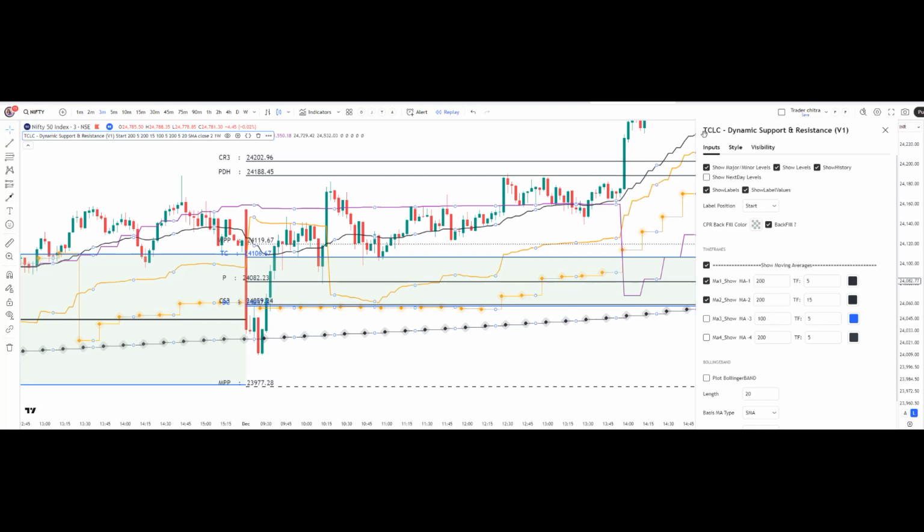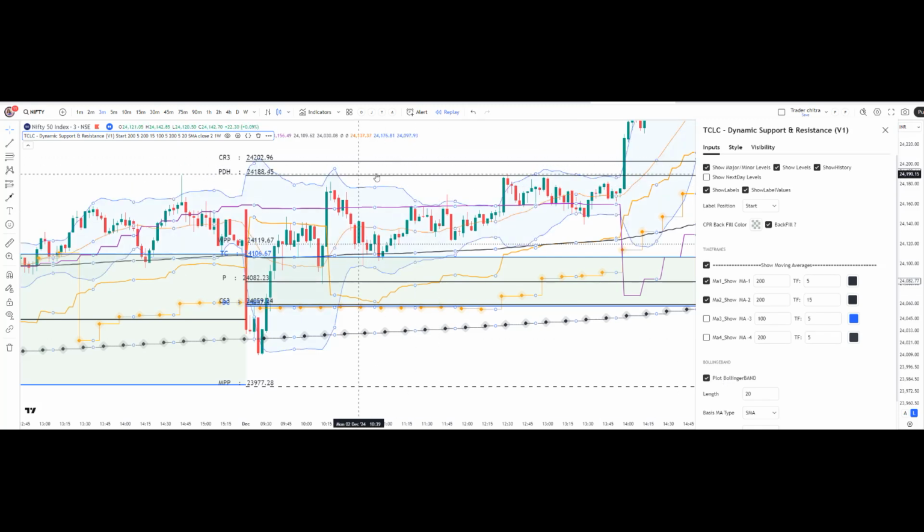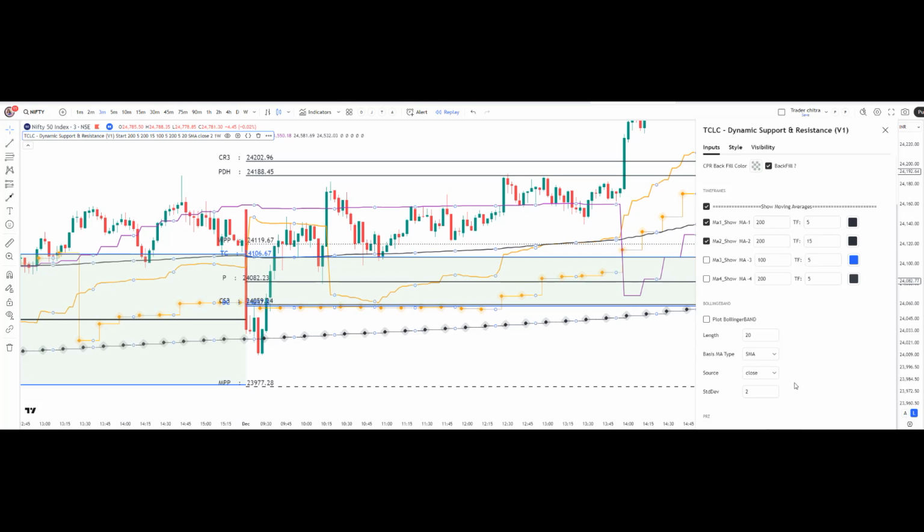Next is plot Bollinger Band. If you want, you can enable this indicator also. Here we can see this is the Bollinger Band. I'm not explaining the Bollinger Band concepts here, so I'm not using that. I have unchecked that. So this is only the settings, and the next setting we can see here is show PRZ.